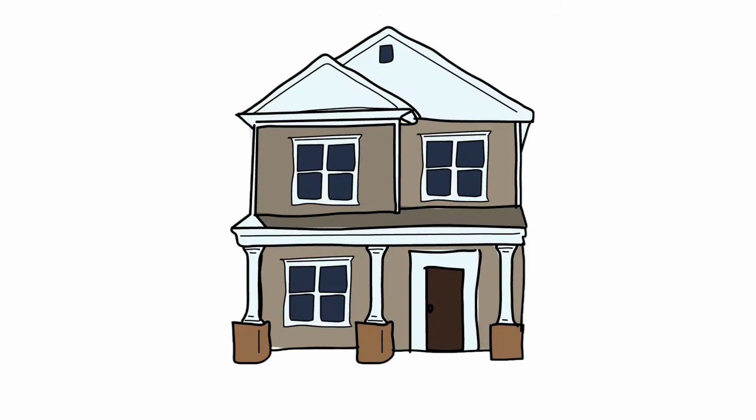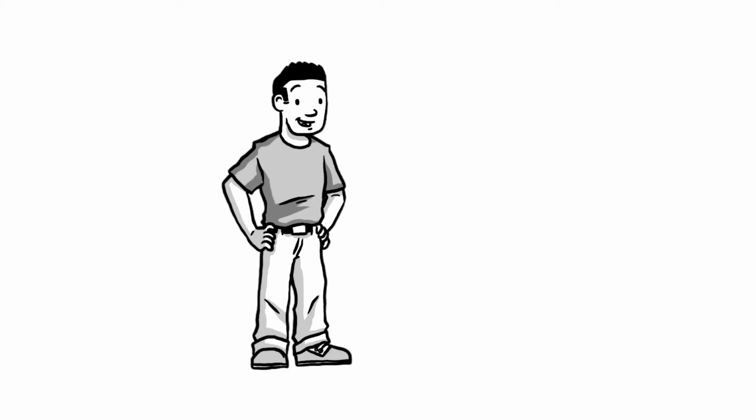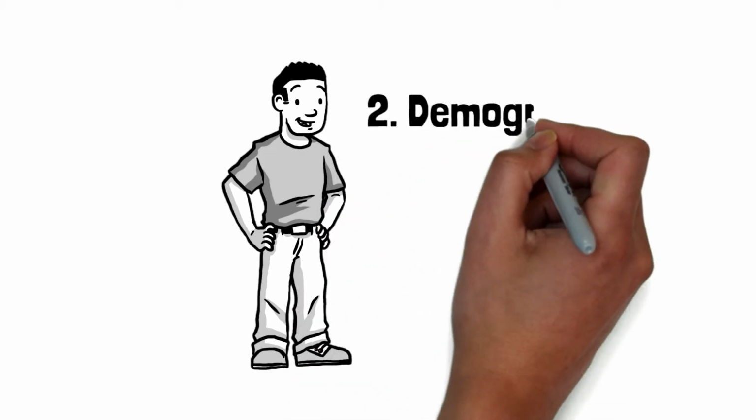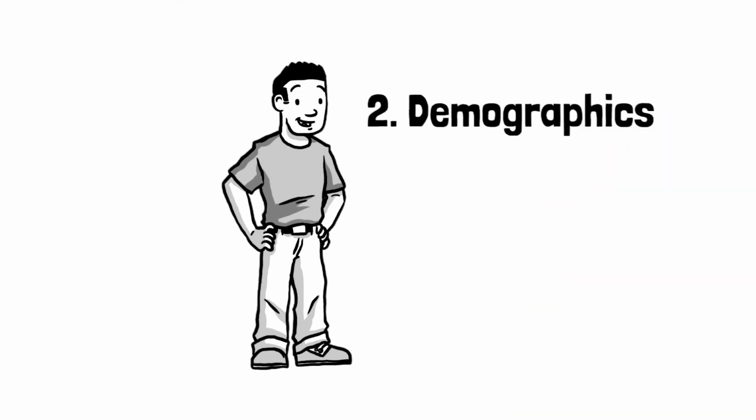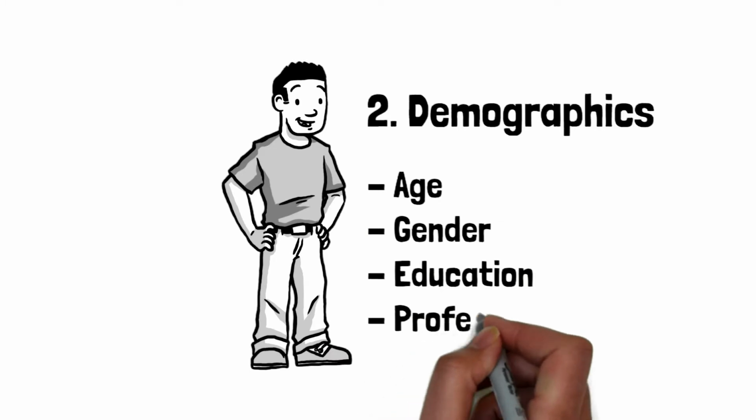Or do you want to reach all residents of a particular neighborhood to let them know about your open house this weekend, or that you have a special on window cleaning? You can do that too. The second type of audience that you can build in Facebook is one using demographics. Things like age, gender, education, or profession can be used to target your ideal audience.